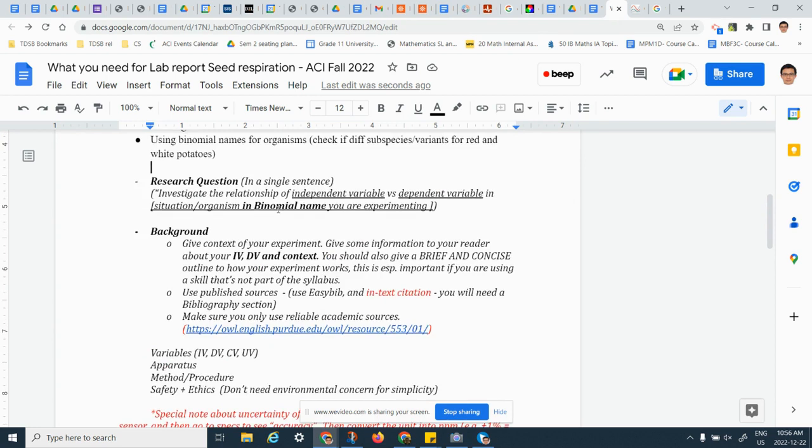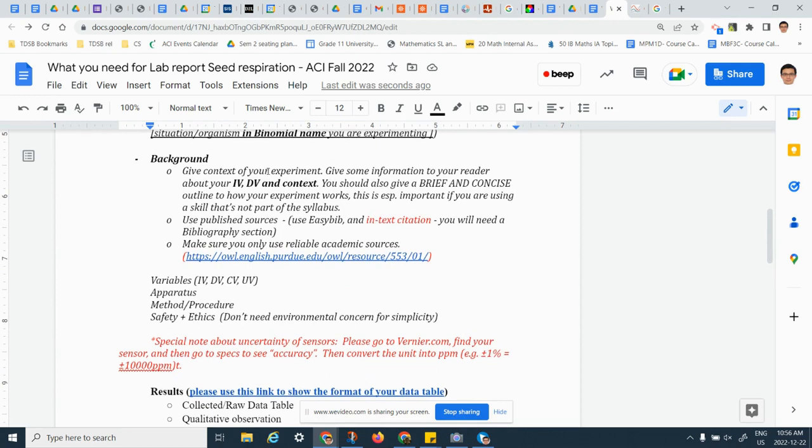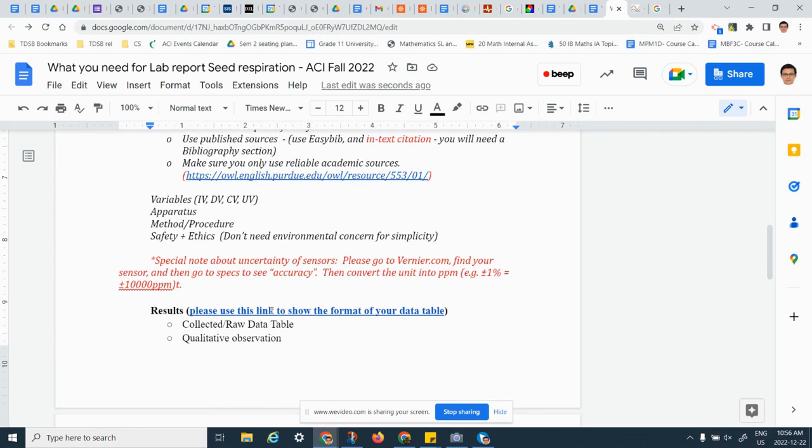I'm not going to change it now. You can still use this template. The background, same idea. Variables, apparatus, method, procedure, safety plus ethics. All this remains the same. Now, someone asked me a question. How do we know the uncertainty? Now, uncertainty for other stuff, like time, like volume, those kinds of things, it's still the same. The only thing special about uncertainty for this one will be the sensors.